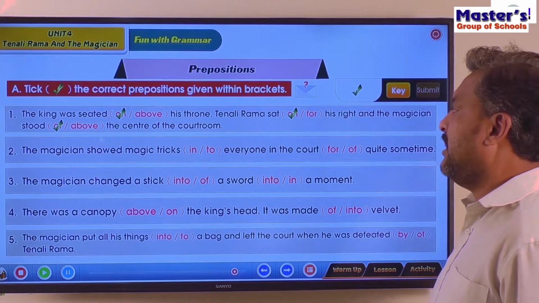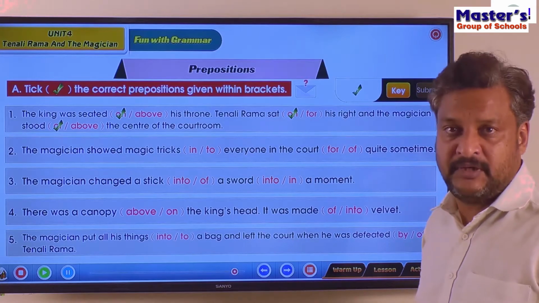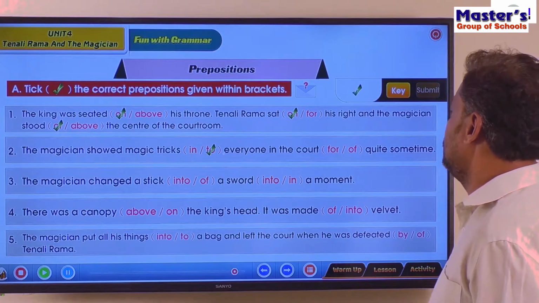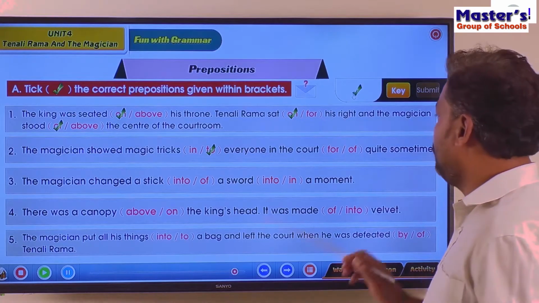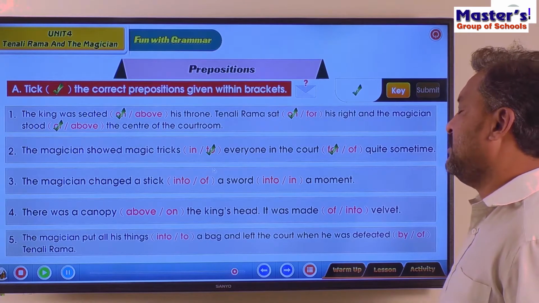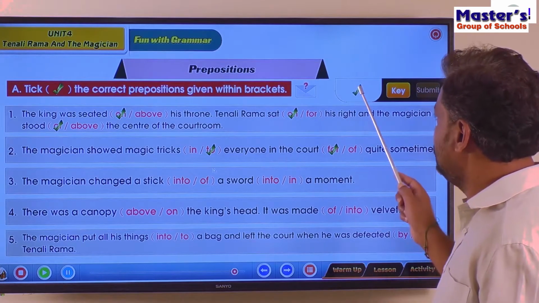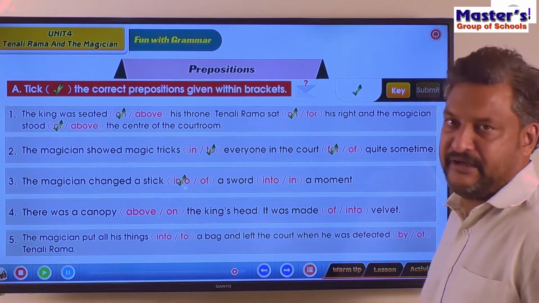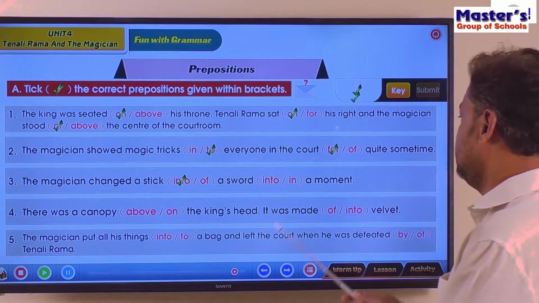The magician showed magic tricks to everyone. He was performing for all the people there, isn't it? So the answer is to everyone in the court for quite some time. For is a preposition of time, right? For quite some time. The magician changed a stick into a sword. There's a conversion happening there. Into a sword in a moment. In is a preposition of place and time. So in a moment, in.